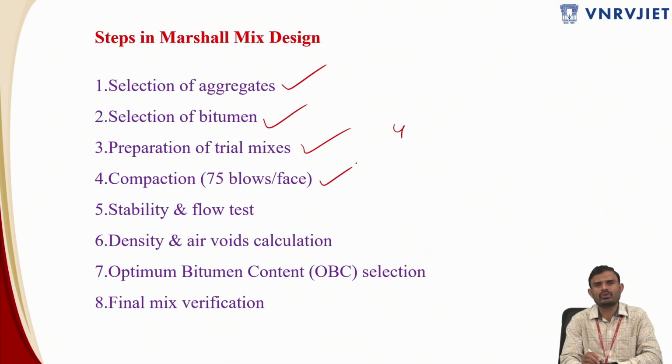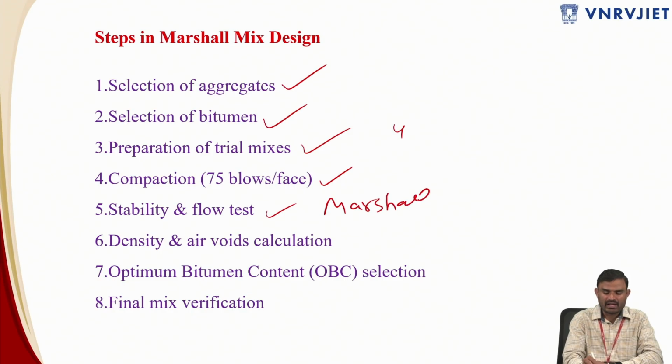And then you have to go for compaction. Before that, you have to heat the bitumen and aggregate to the required temperatures, and then mix both of them using either manual mixing or automatic mixing, followed by compaction, again manual compaction or machine compaction, followed by the stability and flow test. So this is nothing but the Marshall test. This is the actual test which is very important over here. And then you are also required to calculate the density and air voids.